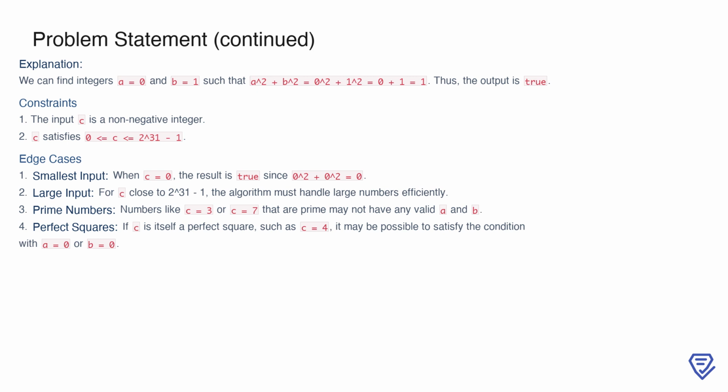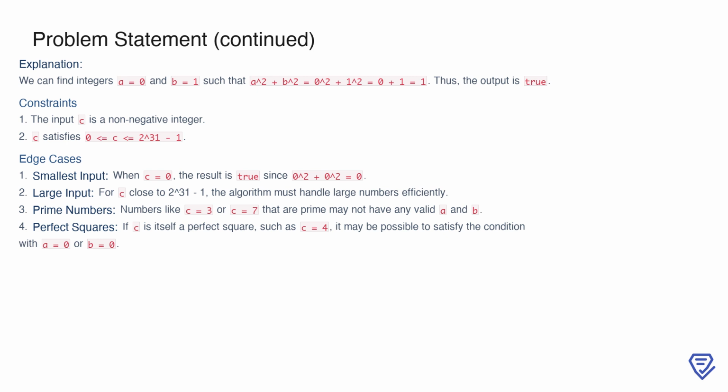The input c is always a non-negative integer, and it lies within the range 0 to 2 to the power of 31 minus 1. When considering edge cases, if c equals 0, the output is true because 0² plus 0² equals 0. For very large values of c, such as those close to 2 to the power of 31 minus 1, the algorithm needs to handle large numbers efficiently.